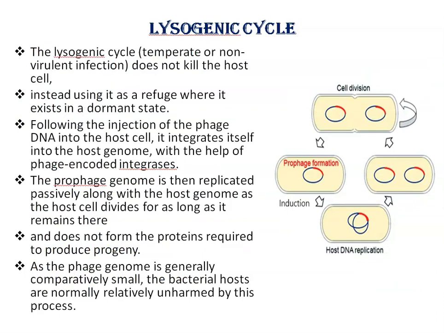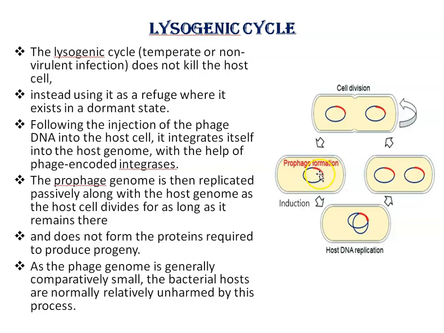Lysogenic cycle, also known as temperate or non-virulent infection, doesn't kill the host cell. Instead, it uses it as a refuge where it exists in a dormant state. Following the injection, the virus first injects its genome DNA into the host cell. This integrates itself into the host genome.